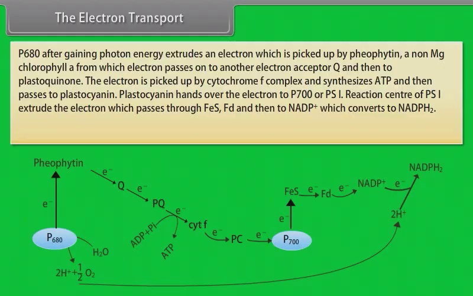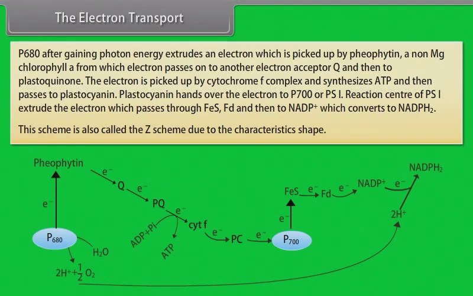Plastocyanin hands over the electron to P700 or PS1. Reaction center of PS1 extrudes the electron which passes through FeS, FD and then to NADP+, which converts to NADPH2. This scheme is also called the Z scheme due to the characteristic shape.